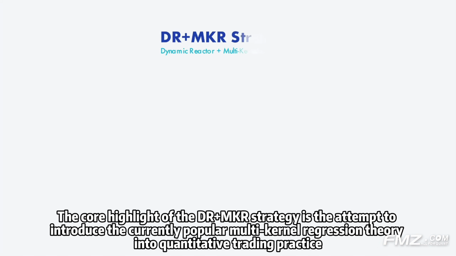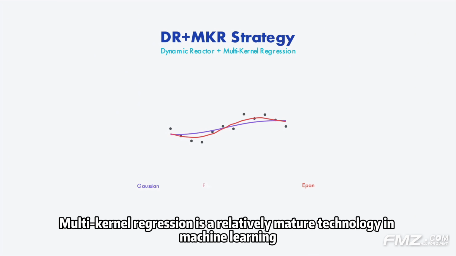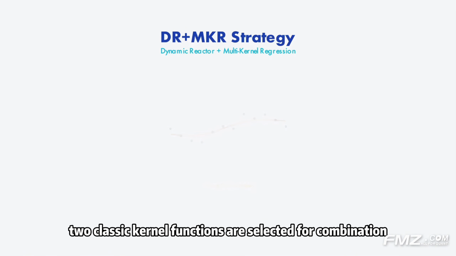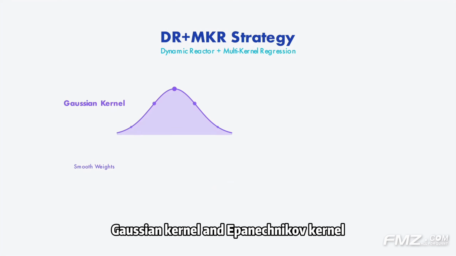The core highlight of the Dr. Janker strategy is the attempt to introduce the currently popular multi-kernel regression theory into quantitative trading practice. Multi-kernel regression is a relatively mature technology in machine learning. Its basic idea is to better fit data patterns by combining kernel functions with different characteristics. In this strategy, two classic kernel functions are selected for combination: Gaussian kernel and Epanechnikov kernel.